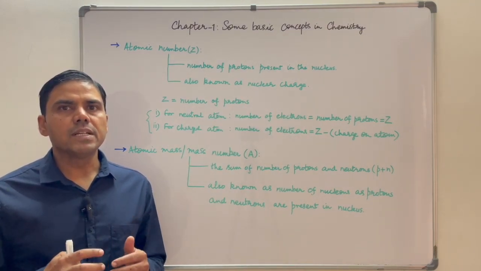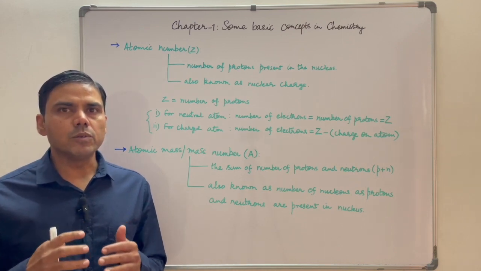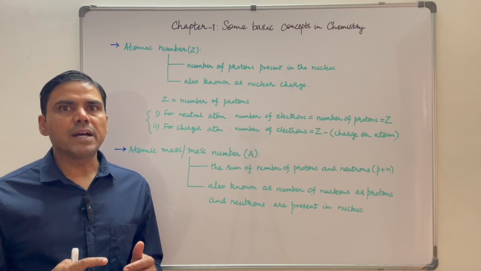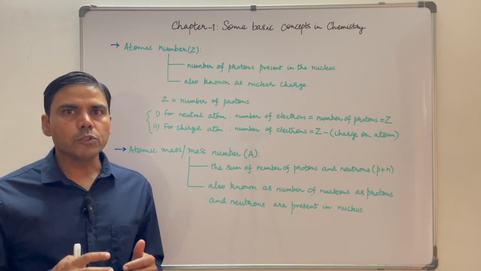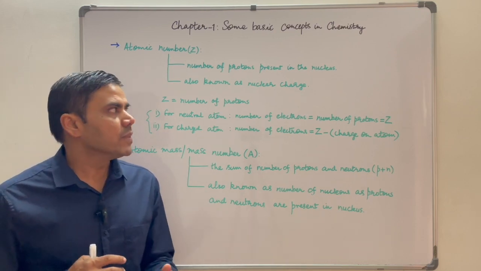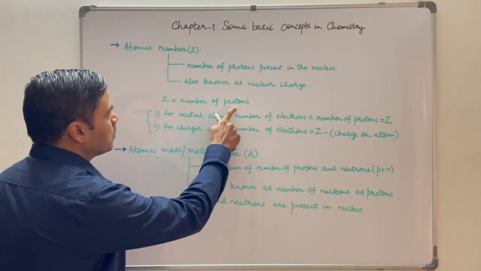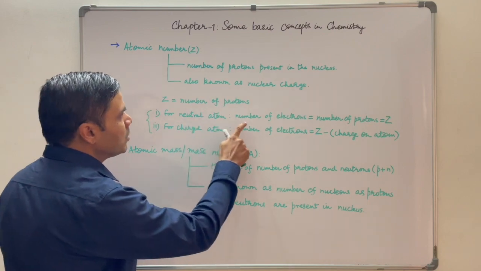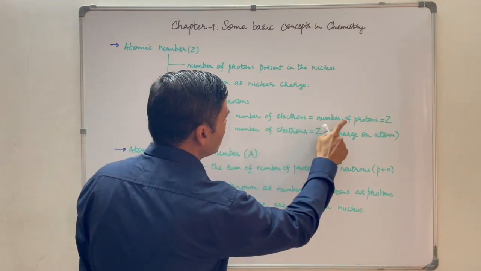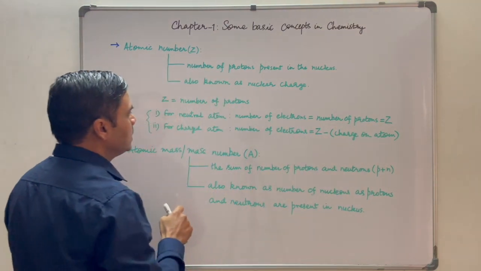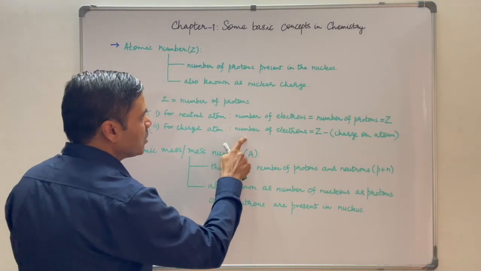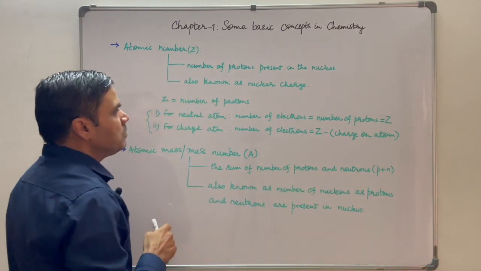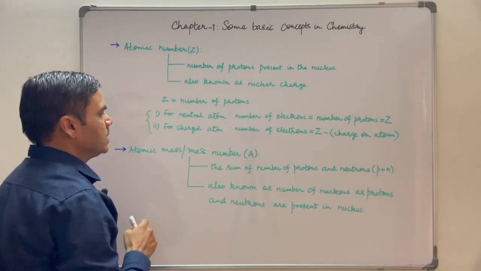Atomic number first. The number of protons present in the nucleus is known as atomic number of the element. It is represented by capital Z. It is also known as nuclear charge. So Z is equal to number of protons. How to calculate the number of electrons? For neutral atom, number of electrons is equal to number of protons is equal to capital Z. And for charged atom, number of electrons is equal to Z minus charge on atom. We will see couple of numericals based on it.